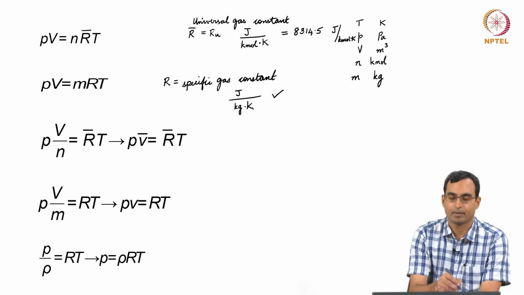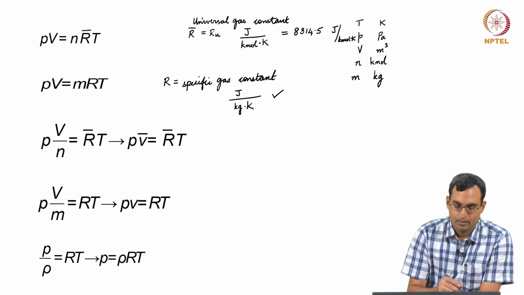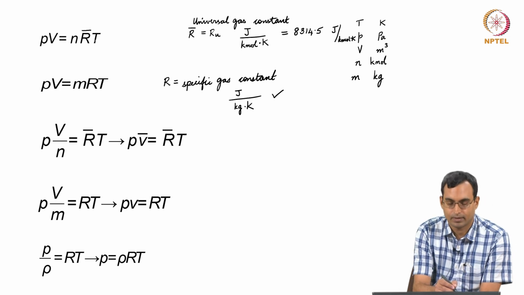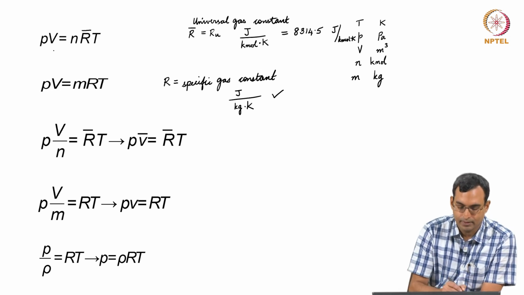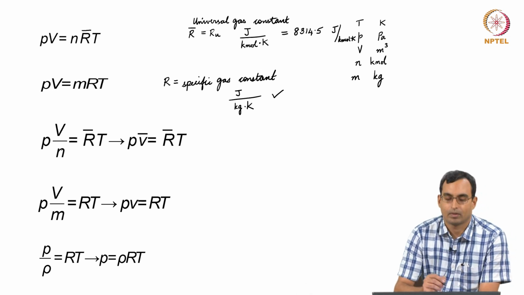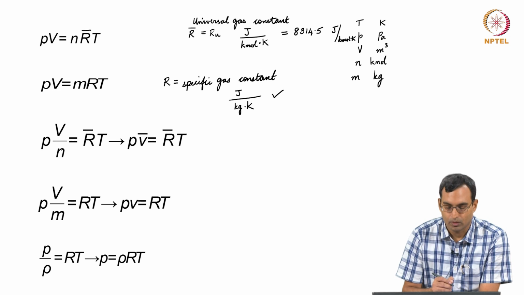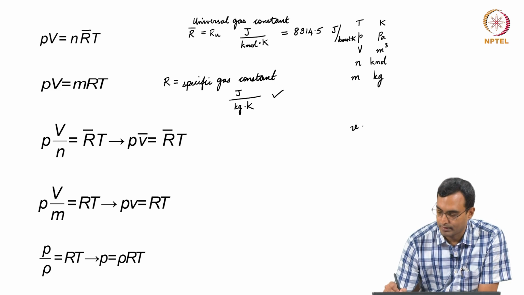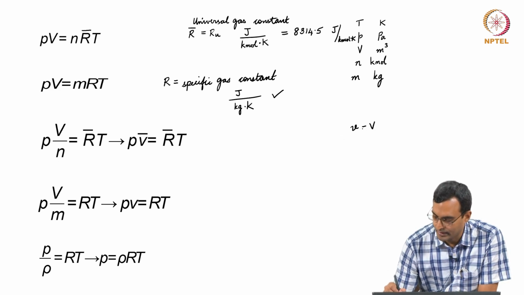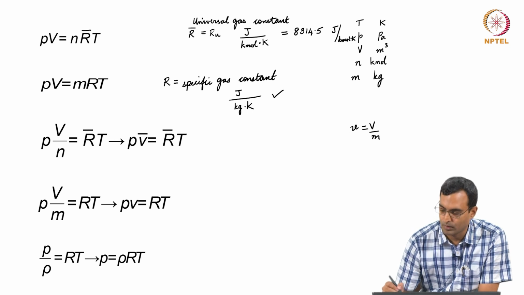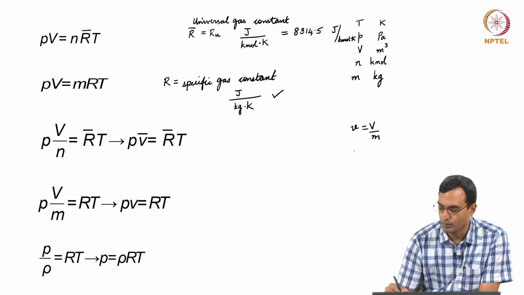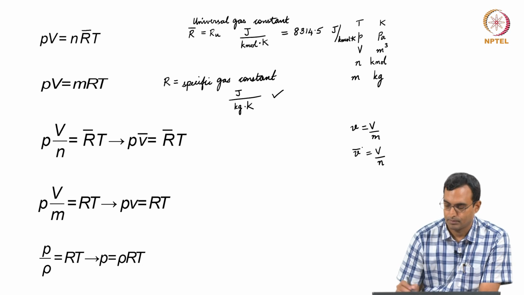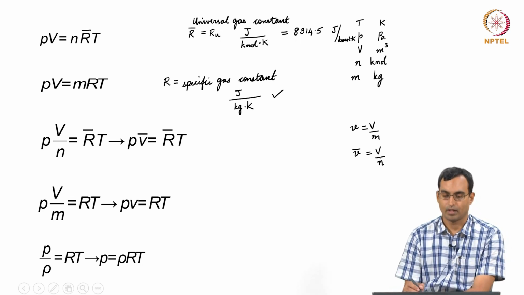We can also write this expression in different forms. For example, if you take this first expression, that was PV is equal to N into universal gas constant into T, I can divide by N here, and then I get pressure into V by N, which is what we call the specific molar volume. This is in contrast to the specific volume, which we have defined in this fashion. So, this is what we call a specific volume when we divide the volume by the mass, whereas if we divide the volume by the number of moles, we usually indicate it with a bar on top, and this is what we call the specific molar volume.